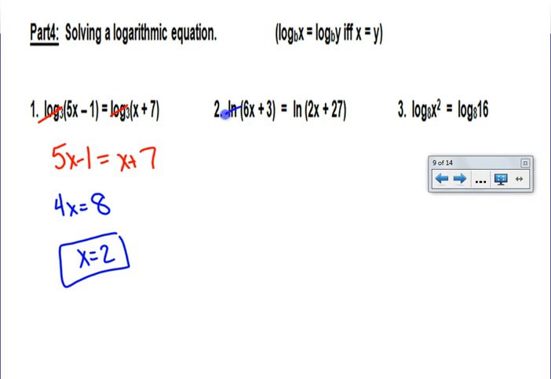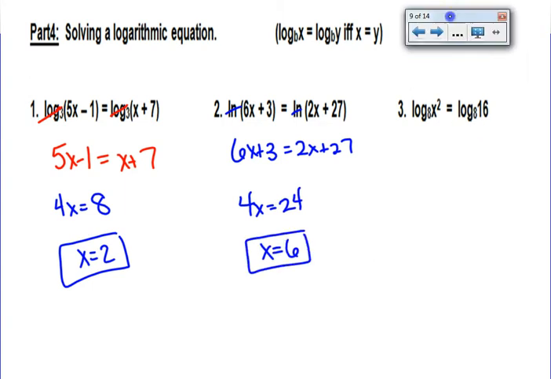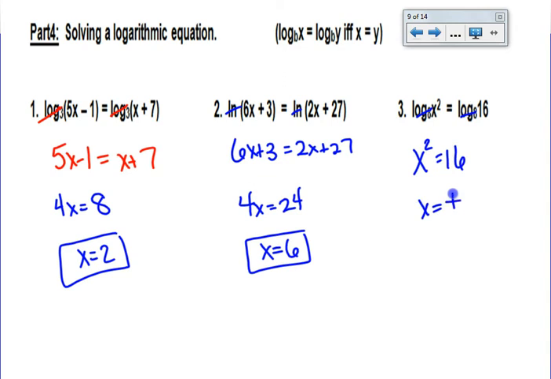Same thing here, we're essentially just going to ignore the natural logs. 6x plus 3 has to equal 2x plus 27. We're going to subtract the 2x, subtract the 3, and when we divide by 4, we get x equals 6. And then same thing here on number 3. We're going to ignore the logarithms and say x squared is supposed to equal 16. Now don't forget, when you square root, you end up with two possible answers, plus and minus 4.